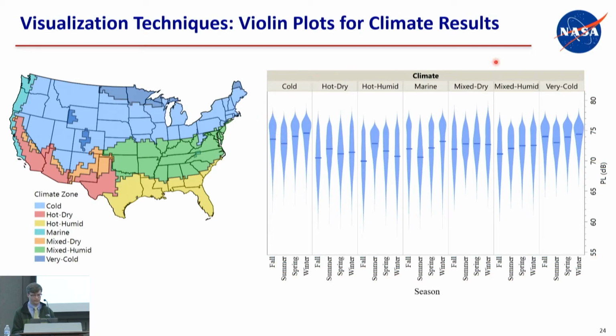The cold, of course, looks quite similar to the very cold, as well as the marine. Then we have another grouping of the hot dry and the hot humid. And finally, we have a grouping of the mixed dry and the mixed humid. So there's essentially, I guess, 3 groupings of similar climate zone results across the U.S. in terms of the X-59 loudness.